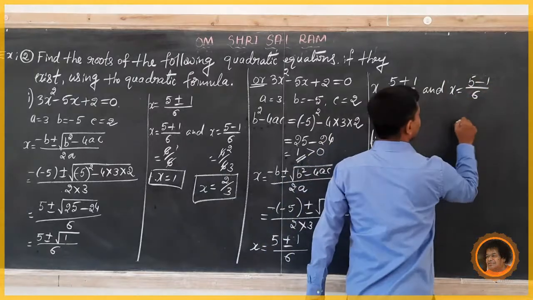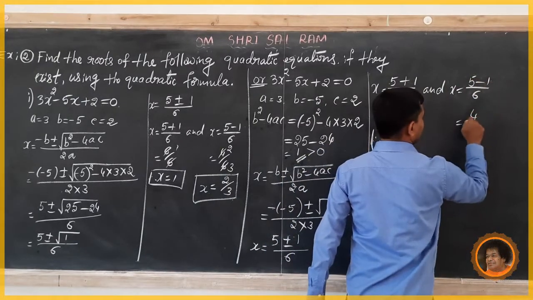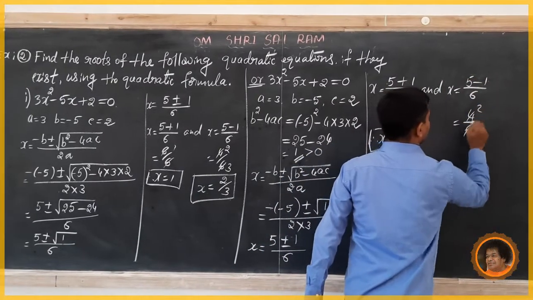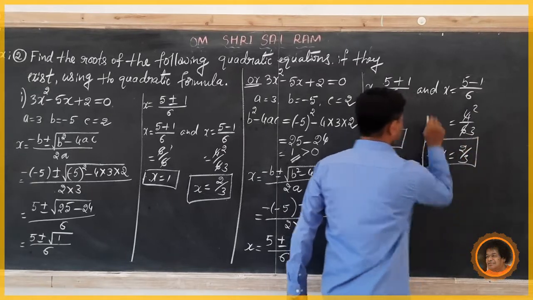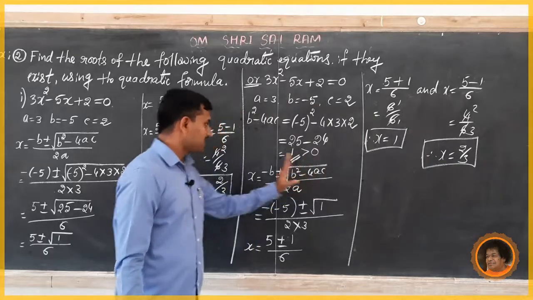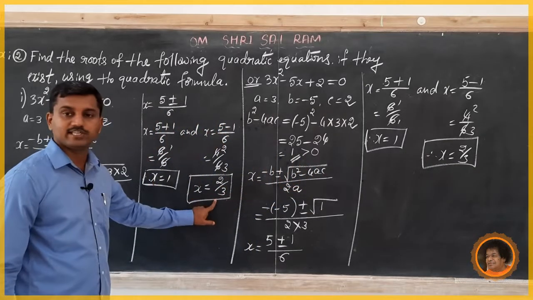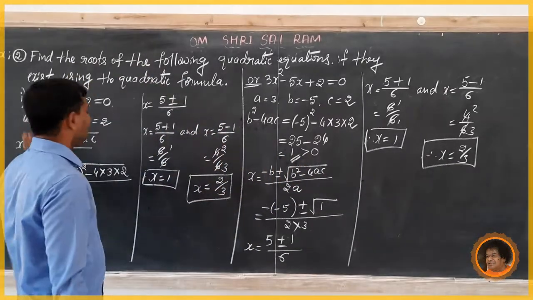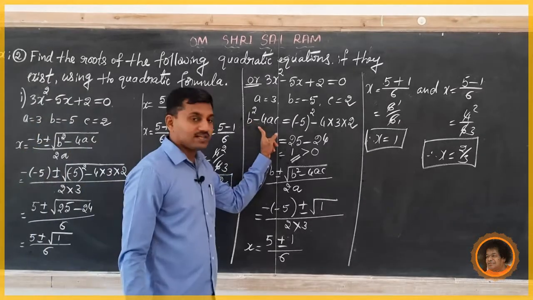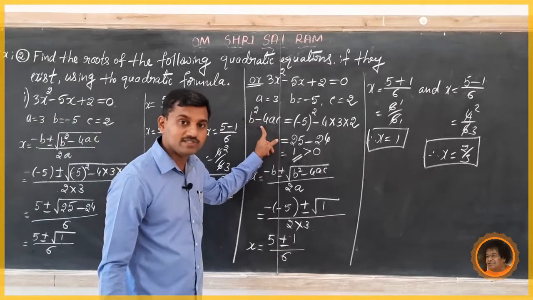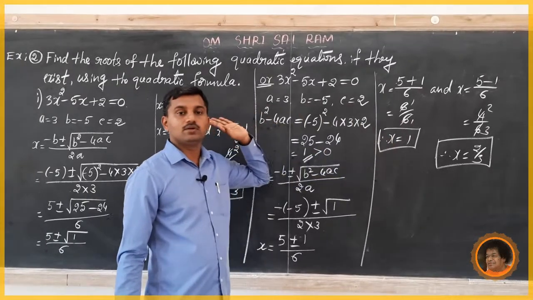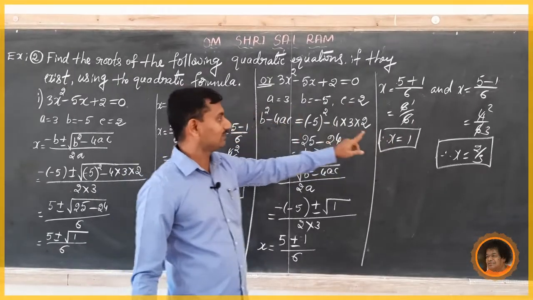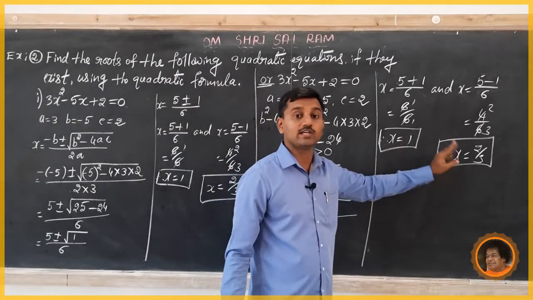What about the second one? 5 minus 1 is 4, divided by 6. 2 twos are 4, 2 threes are 6. So x equal to 2 by 3. So just compare the answer: x equal to 1 and x equal to 2 by 3. So by the formula method, first find the value of b square minus 4ac, then we calculate the roots of the quadratic equation. So the roots of the quadratic equation are x equal to 1 and x equal to 2 by 3.